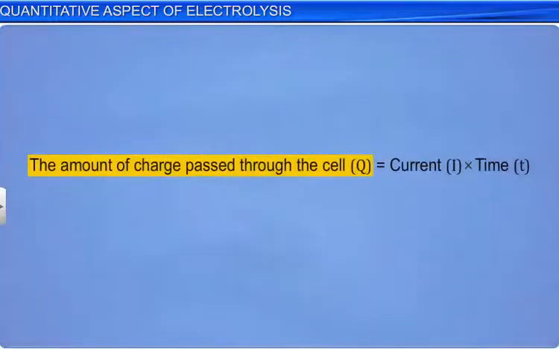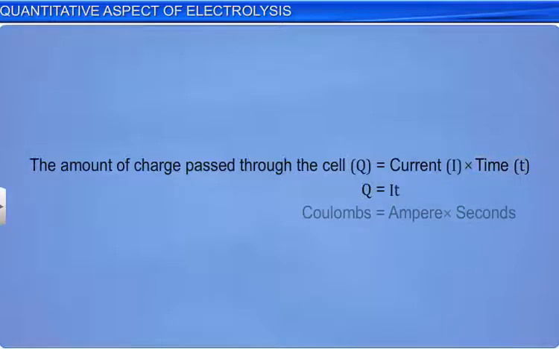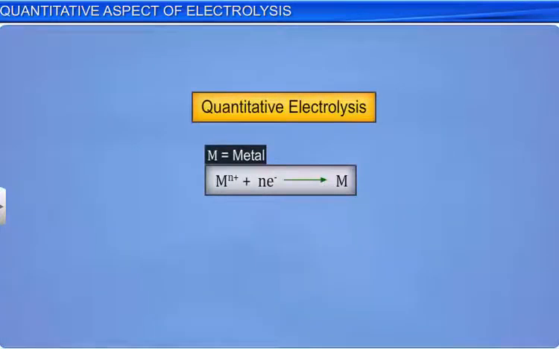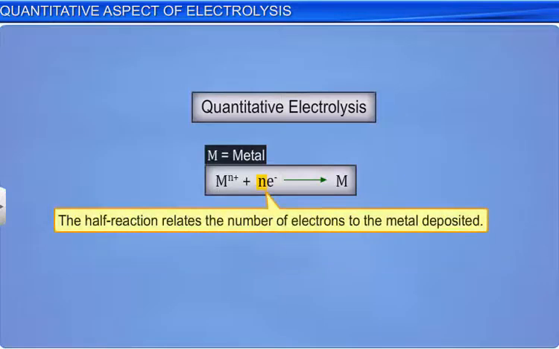The amount of charge Q passed through the cell can be determined from the product of current and time. To determine the charge in coulombs, multiply the current in amperes by the number of seconds for which it was applied. The stoichiometry of the half reaction needs to be considered in quantitative electrolysis. The half reaction relates the number of electrons to the metal deposited.